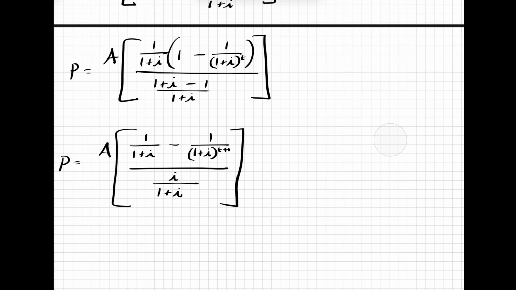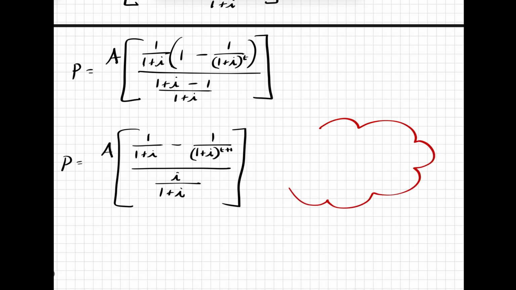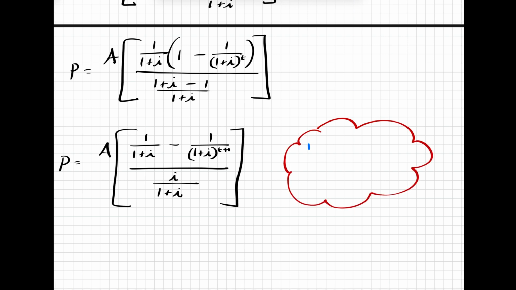But what we're going to do is multiply, and this is the key of the whole rule. This is the thing I would forget. Multiply top and bottom by 1 plus I to the t plus 1.